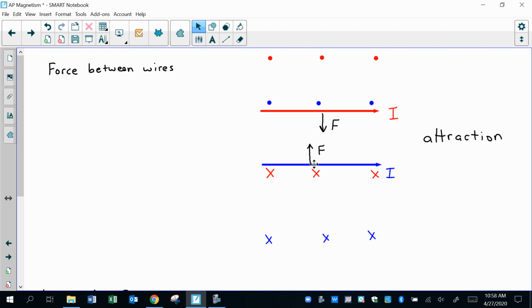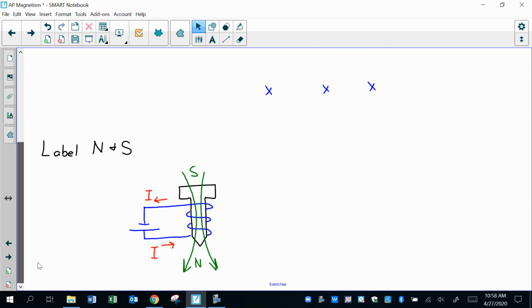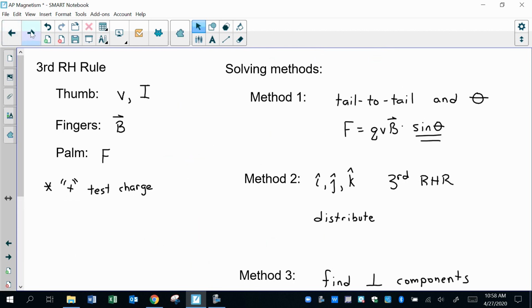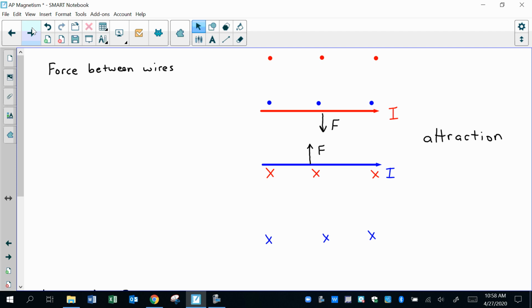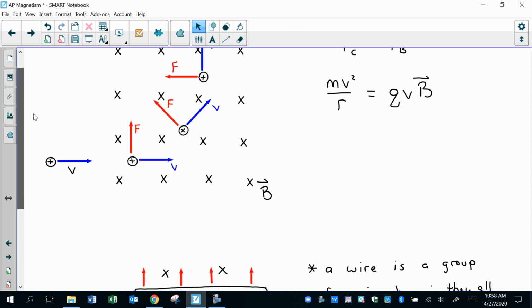Double check. Thumb to the right. Fingers going in. Palm points up. Yes, I get two forces that produce an attraction. So if you have two wires carrying current in the same direction, they'll actually pull in on each other. And if I had wires going the opposite direction, they would repel. A nice demonstration in class that we can't do.